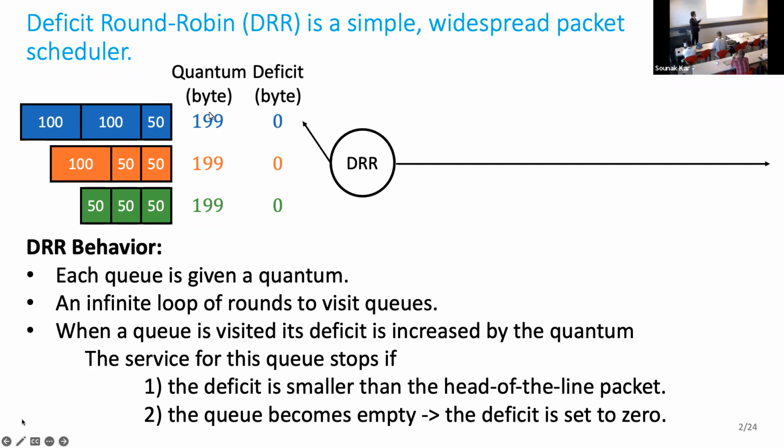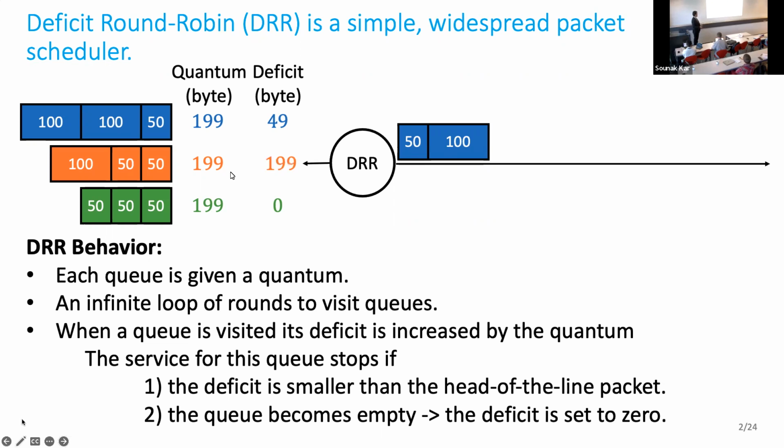When a queue is visited and the queue is not empty, the value of the deficit of that queue is increased by the value of the quantum. Then you could send several packets, and the value of the deficit is decreased with respect to the size of the packets that were served. Whenever the deficit becomes smaller than the size of the head-of-the-line packet, the service for this flow stops. This is what we call a residual deficit, a deficit that is kept and can be used in the following rounds.